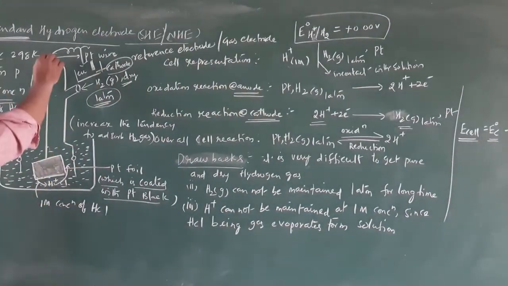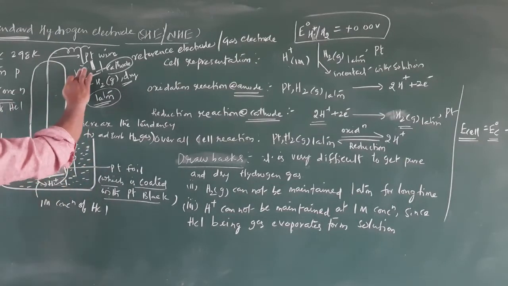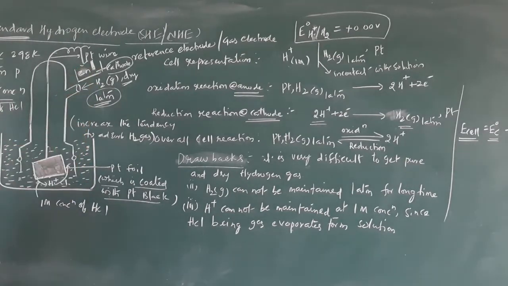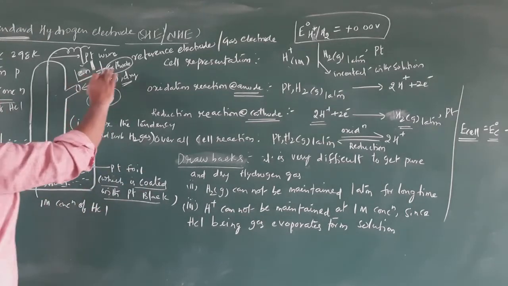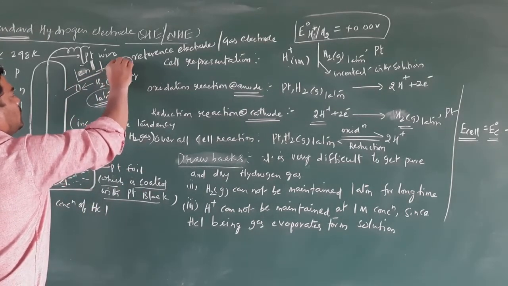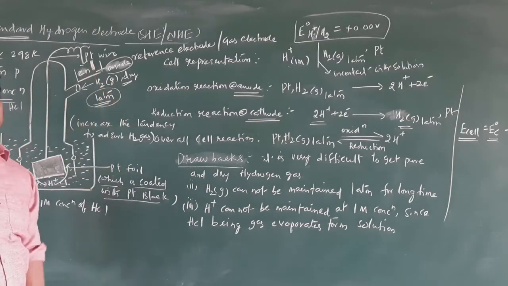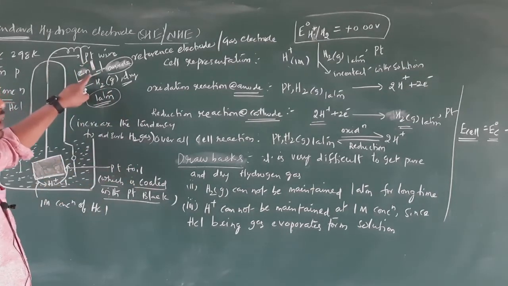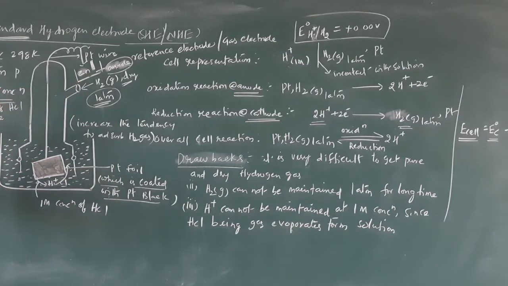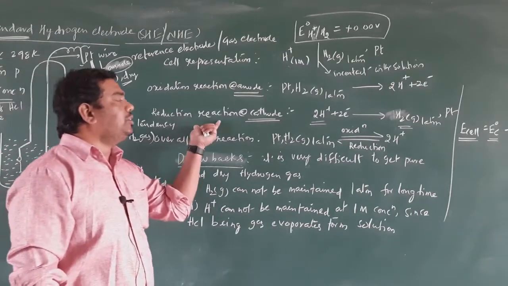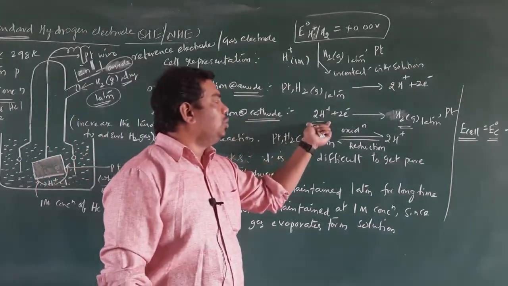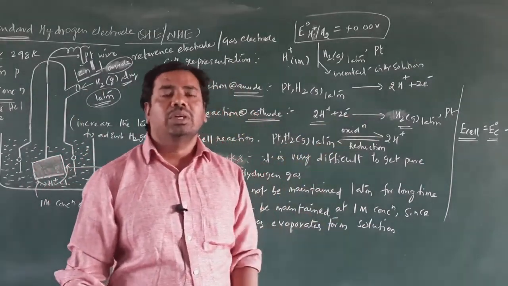If we connect the hydrogen electrode with a zinc electrode, what will happen? The zinc electrode acts as an anode, and the hydrogen electrode acts as a cathode. Clear, student? Then the reduction reaction takes place, that means 2H plus and 2 electrons gives rise to hydrogen gas.